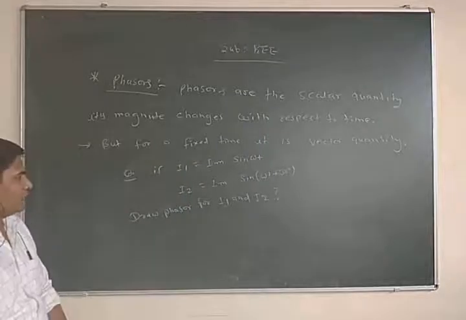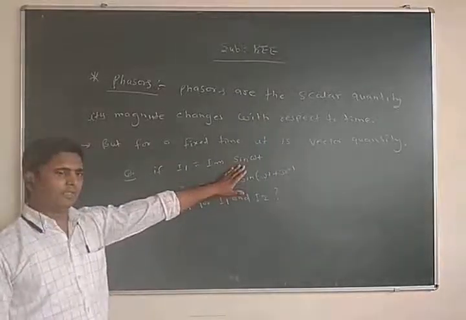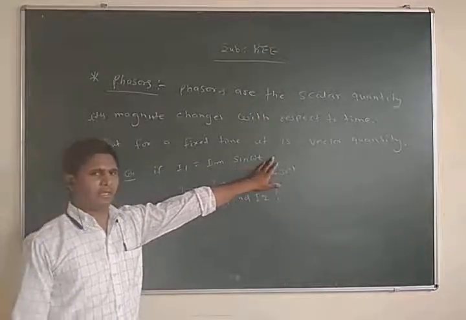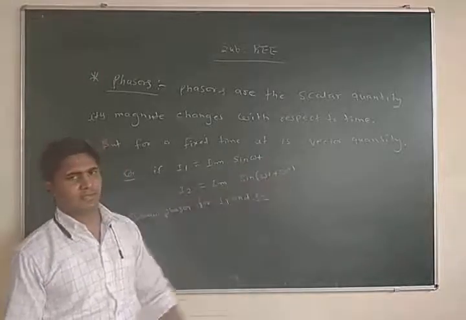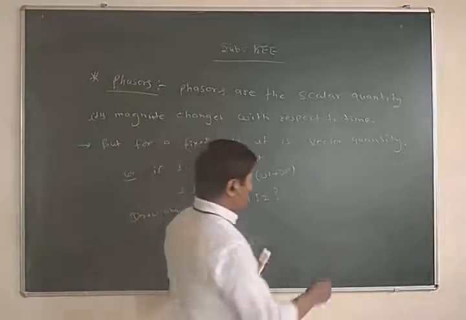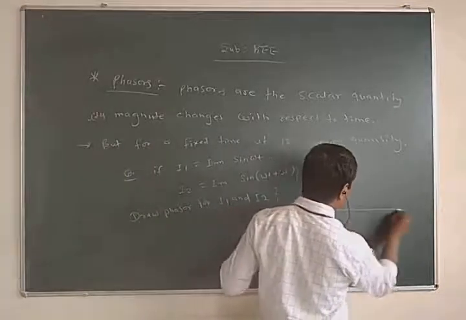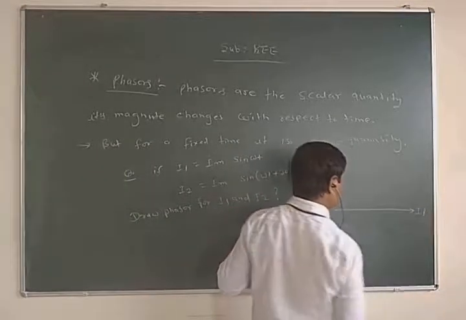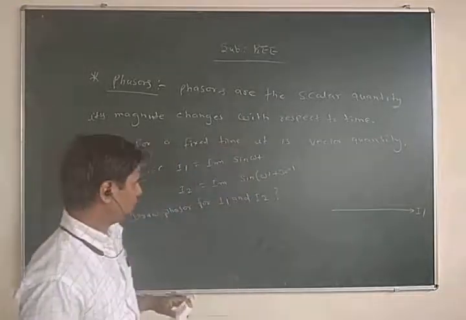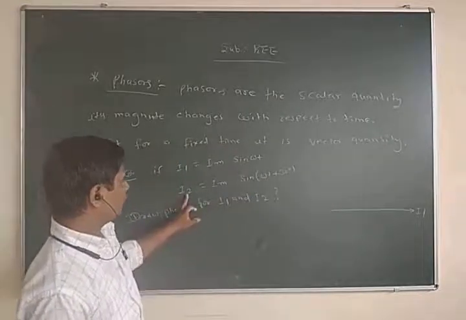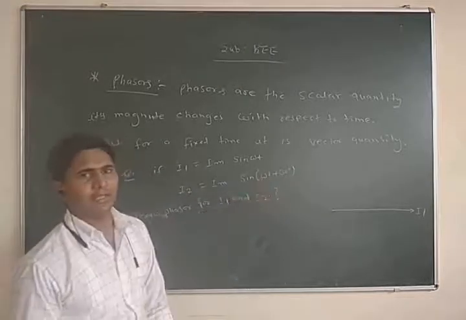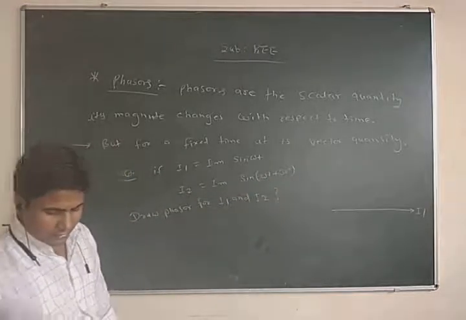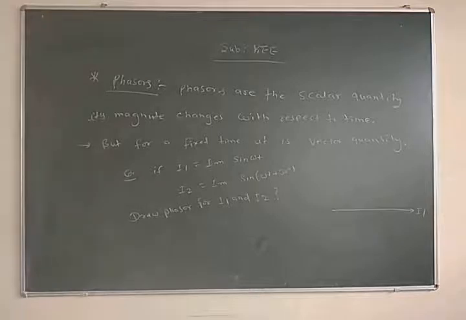Now in this question, the phase angle for I1 is 0 degrees and the phase angle for I2 is plus 30 degrees. So we take I1 as the reference phasor. So this is I1 and I2 is sin (omega t plus 30 degrees). It means I2 leads I1 by an angle of 30 degrees.